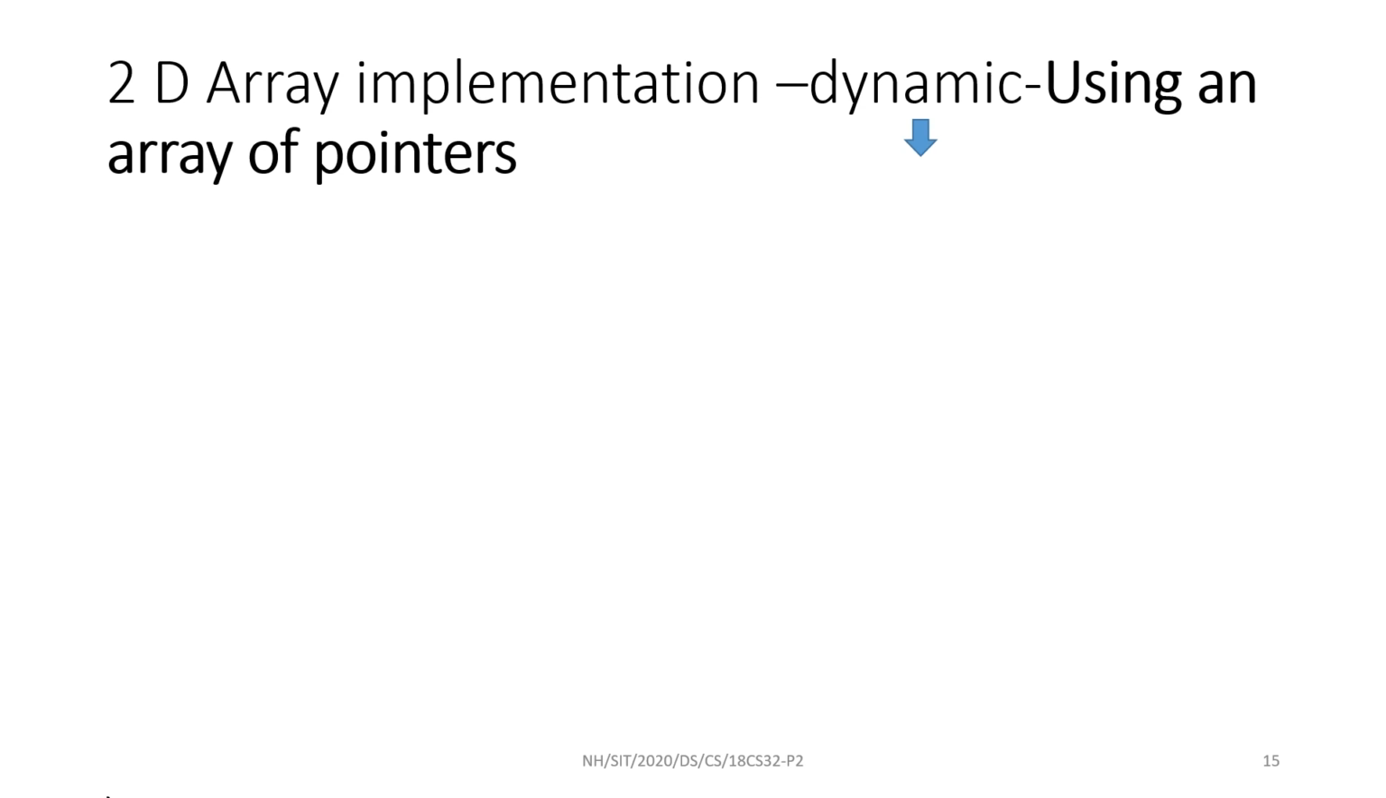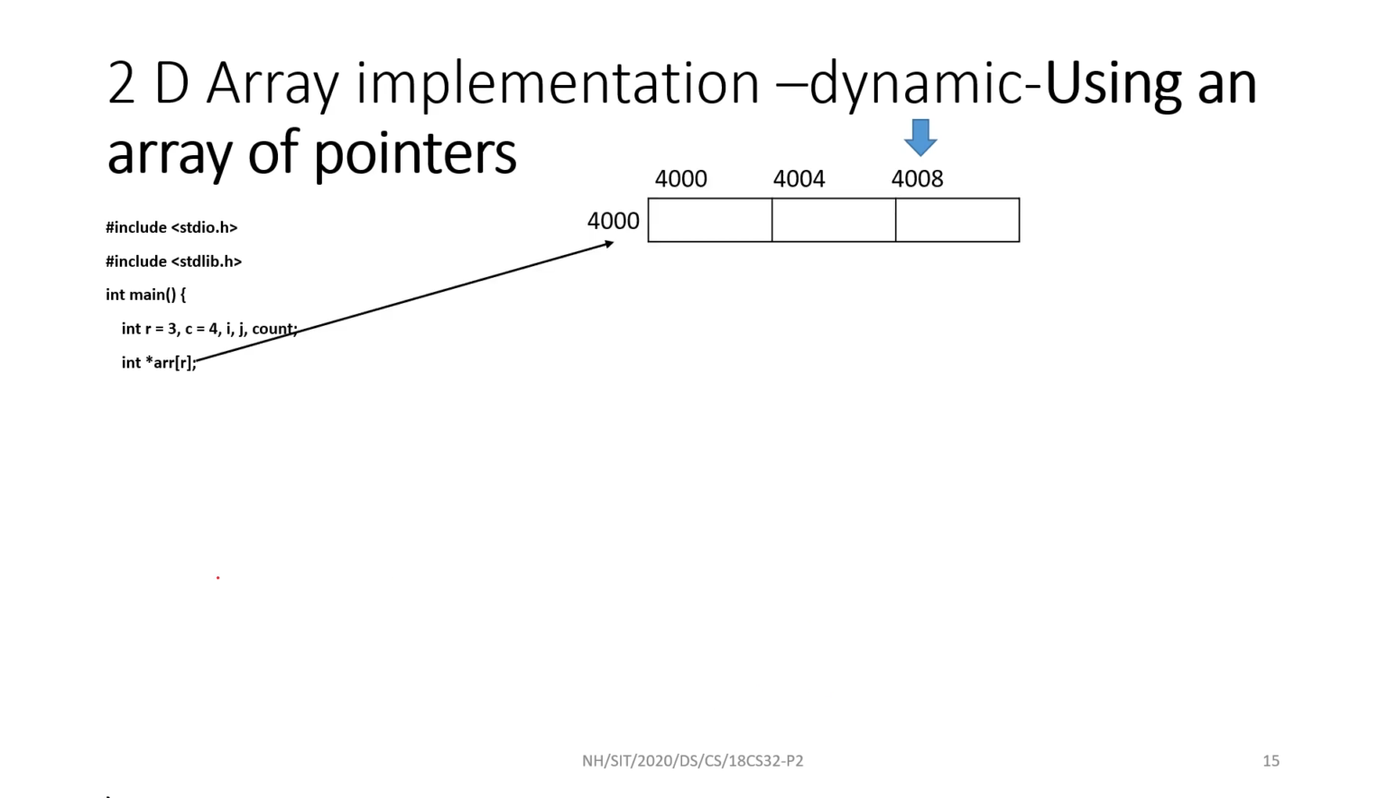Little complicated program. Anyway, I'll explain it. First of all, I have to create an array like this. A single dimension array I have to create, which will hold the row addresses of my matrix. My matrix is having 3 rows. That means in this array I should have 3 indices: index 0, index 1, index 2.